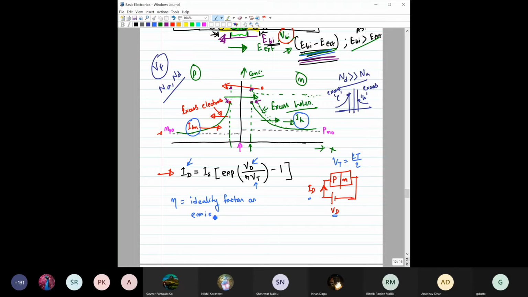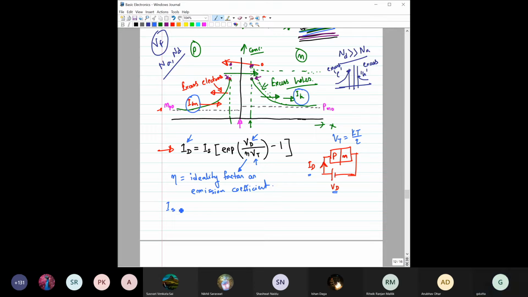or emission coefficient. Maybe we'll discuss this eta a bit more after a few minutes. Now what is IS? IS is the reverse bias saturation current, and its value would be in the range of say 10 to the power minus 13 amps to maybe 10 to the power minus 9 amps.